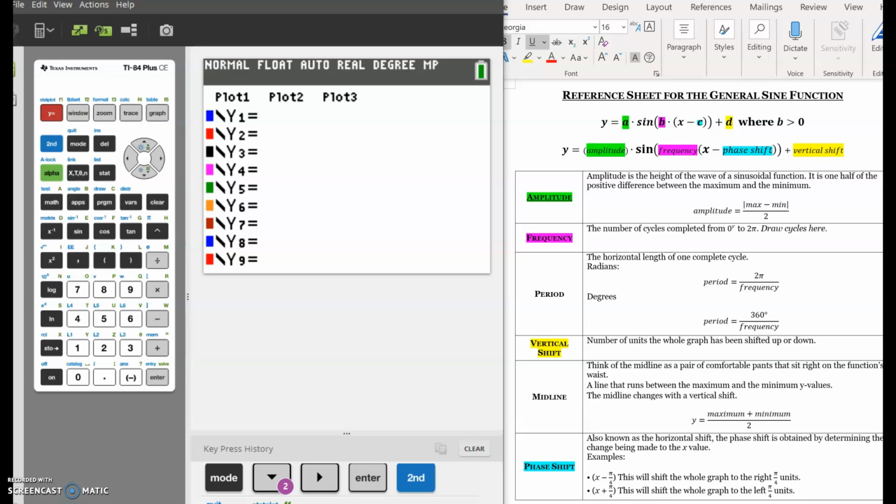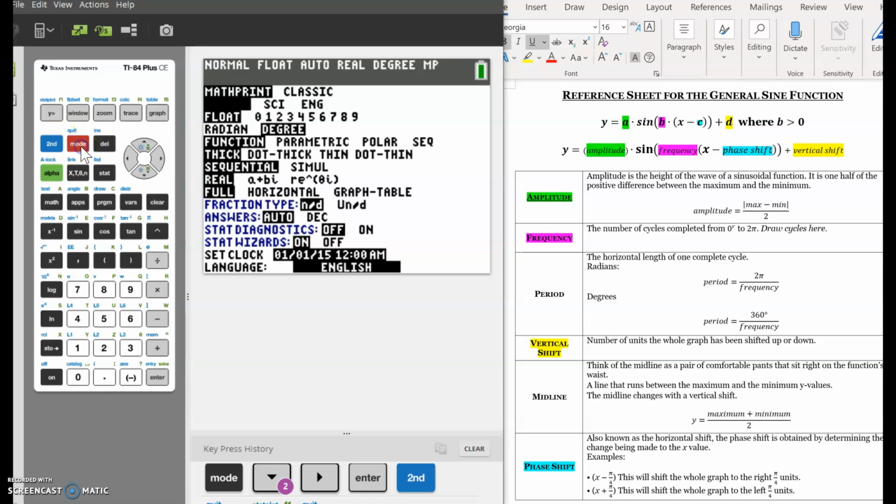Okay, so I want to talk about how to graph sinusoidal functions on the graphing calculator and how to adjust the window so that we can properly graph on the graphing paper or on a plain paper. So let's say that we want to graph sine of x. Now the first thing you probably want to do is go to mode and make sure that it's in radian.